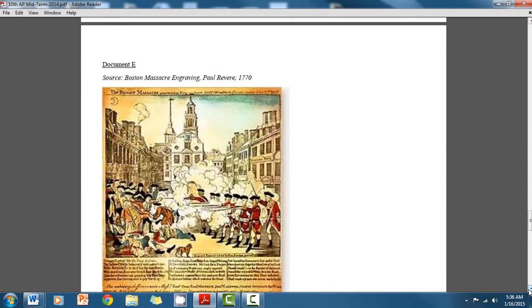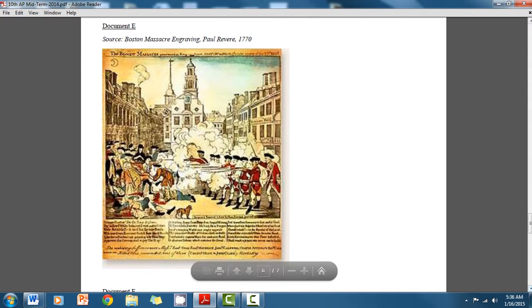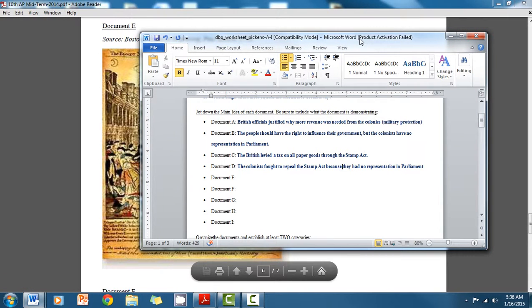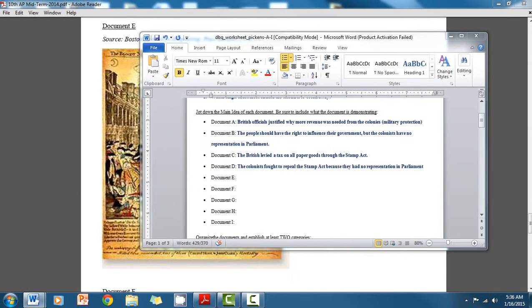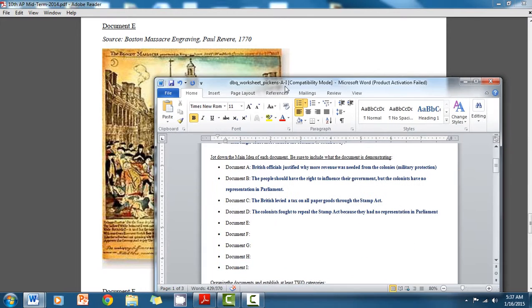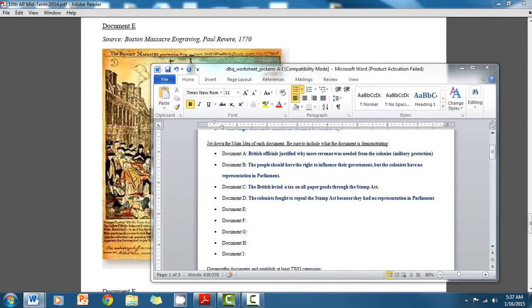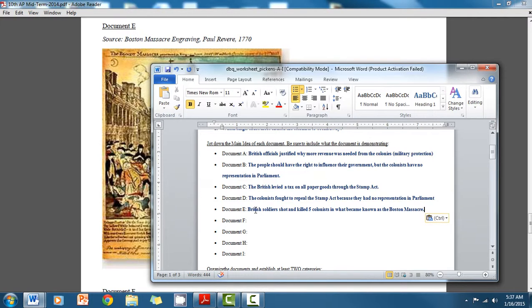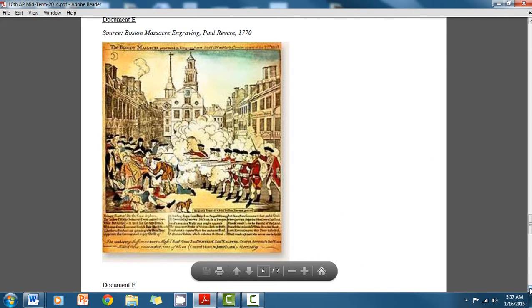And so here, document E, we see another image. This is an engraving of the Boston Massacre. It is Paul Revere's rendition. He was not there, but this is how he chose to display the event and circulate it around the colonies. An example of a main idea sentence here could just describe what you see, or you could even talk about Paul Revere's role. British soldiers shot and killed 5 colonists in what became known as the Boston Massacre. So that's what we see here in document E.